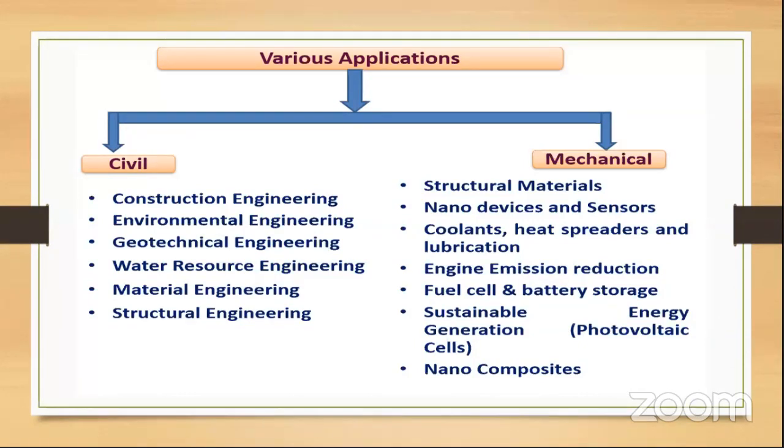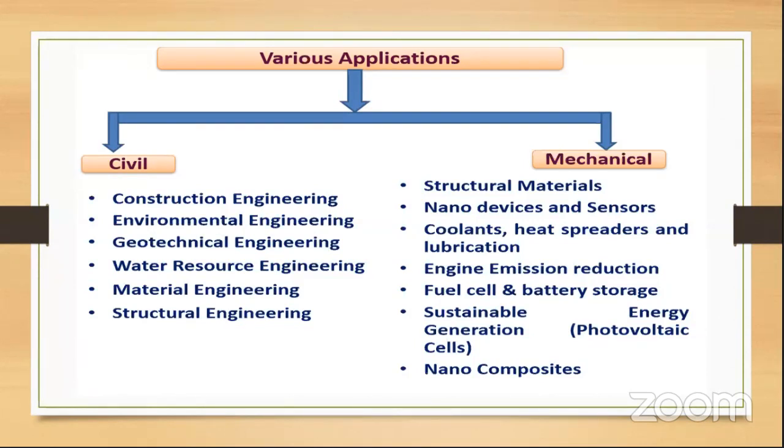Whereas in mechanical engineering, for structural materials, we are going to make the desired materials. Nowadays, we know very well that mechanical engineering has advanced up to nanocomposites only because of nanotechnology applications. Next, nanodevices: mechanical engineers prepare nanodevices and nanosensors by using nanotechnology. Next, coolants, the making of coolants, heat spreaders, and lubrication are also good applications of nanotechnology.